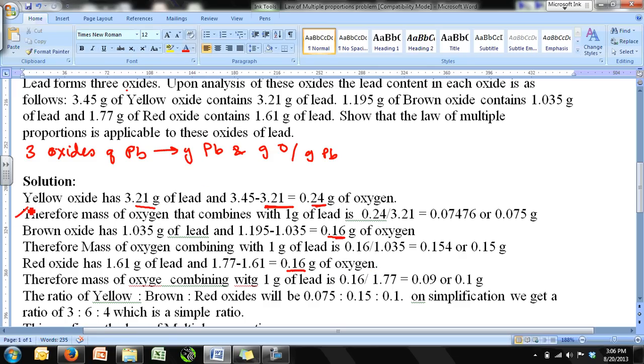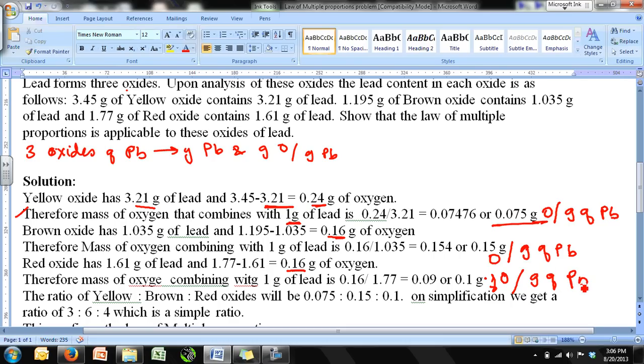Now, the mass of the oxygen that combines with 1 gram of lead is you divide the mass of oxygen by the mass of lead, which is 3.21 grams in this case, and that gives you 0.075 grams. So this number is the mass of oxygen per gram of lead. Similarly, in the second compound per gram of lead, you have 0.15 grams of oxygen. And in the third compound, you have grams of oxygen per gram of lead.